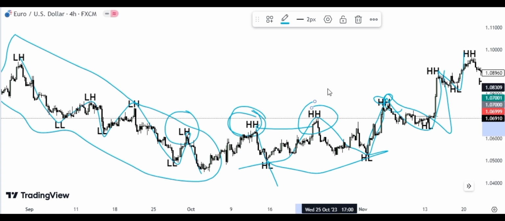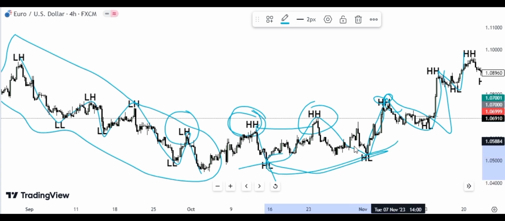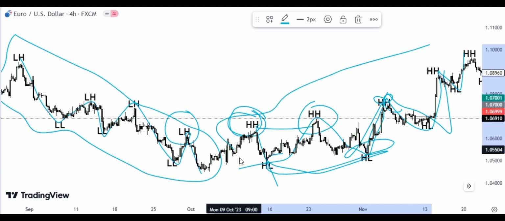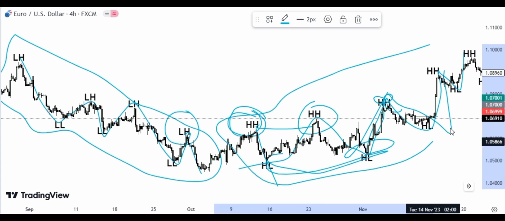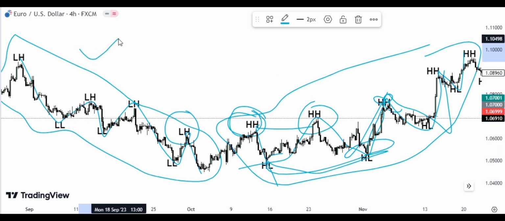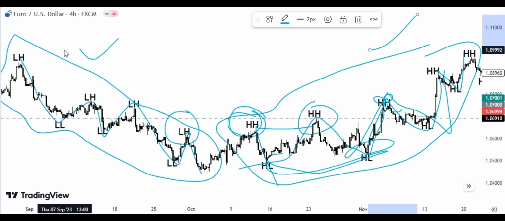And all we can do is wait for the price to come down to the last higher low, and then we buy from there, creating a new higher high. So this is for the uptrend, and this is for the downtrend. This is for the uptrend, and this is for the downtrend. So let's go over to a chart with consolidation.